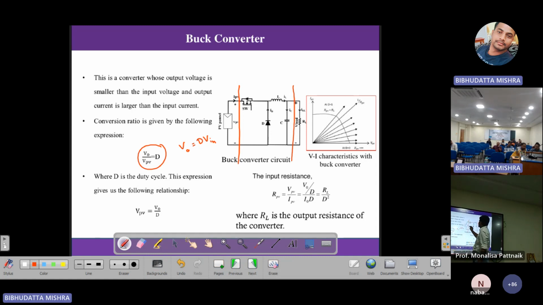So what is the resistance seen by the panel? It is voltage divided by the current, so VPV by IPV.